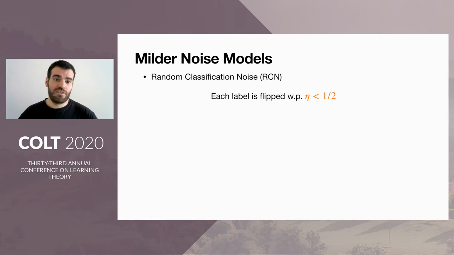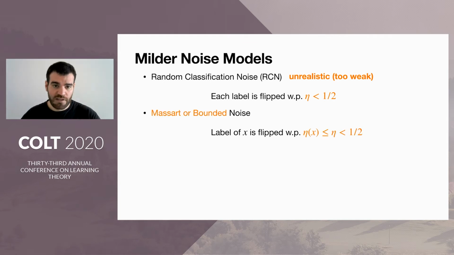One such model is the random classification noise model. In this model, we assume that the label of each point is flipped with some probability eta. This is a pretty weak model because the assumption that every label is flipped with the same probability is too symmetric in some sense.